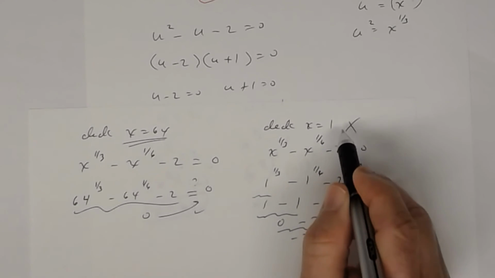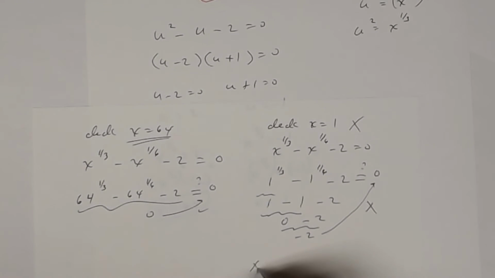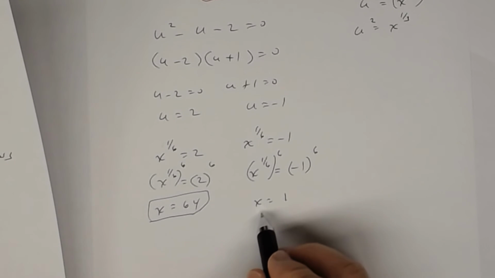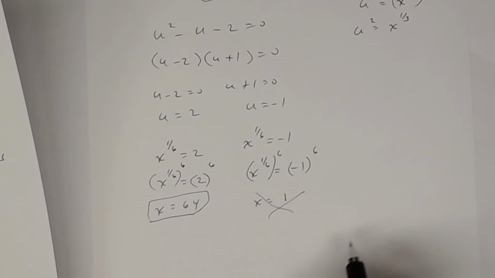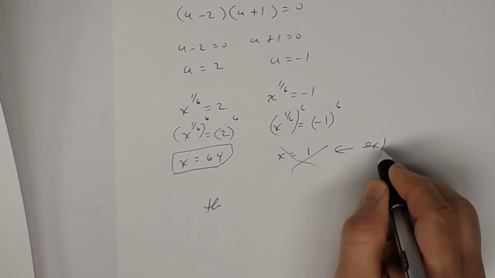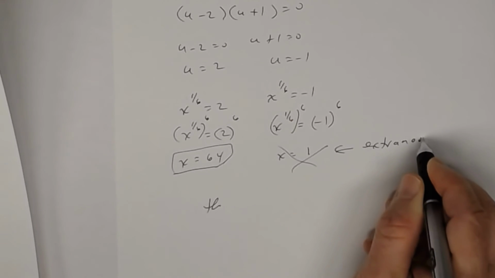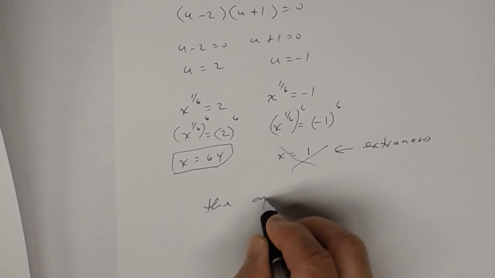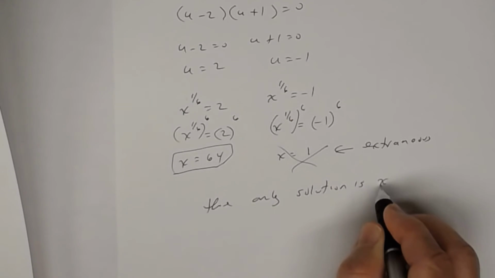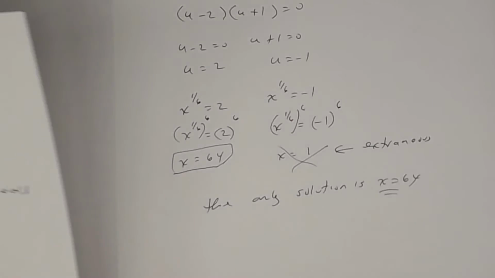So x equal 1 is extraneous. Okay? So x equal 1 is extraneous, which means that I'm not going to use it. So this is extraneous. So the only solution is x equal 64. All right?